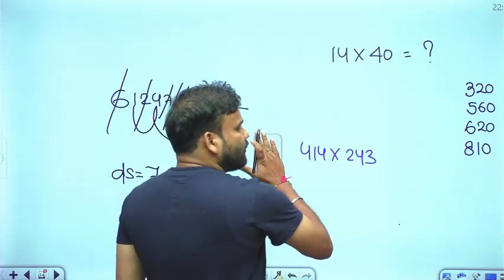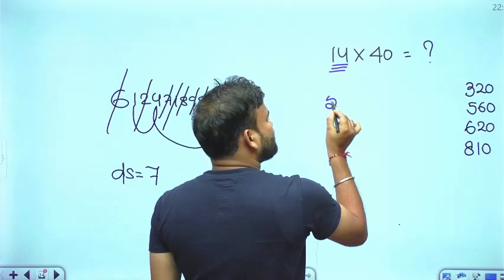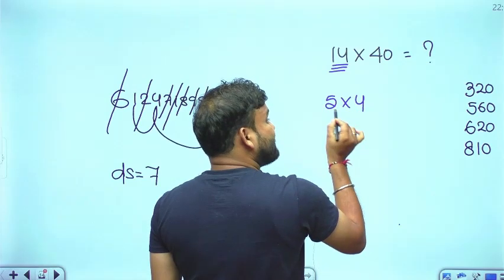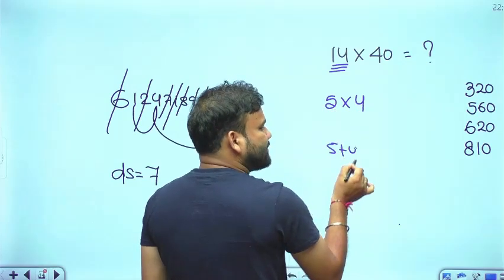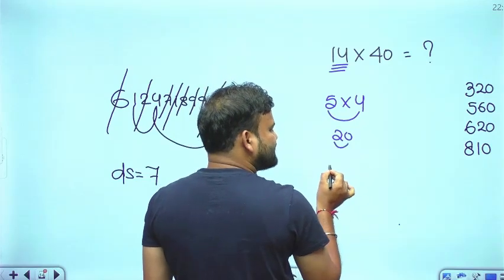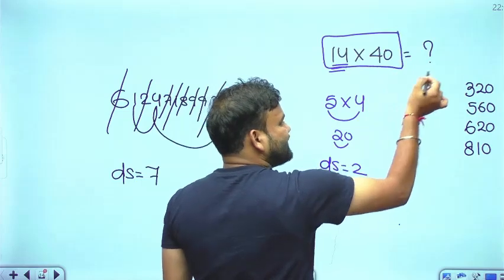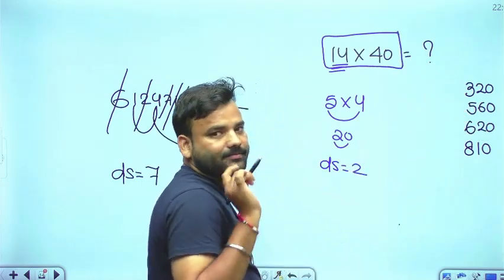How? What about the digit sum of 14? The digit sum of 14 will be 5. And what about 40? That is 4. 5 into 4, 5 multiplied by 4. It's not 5 plus 4, which is 9. 5 into 4 is 20, and 20 has a digit sum of 2. It means the digit sum of this particular expression and the digit sum of the option will be the same.